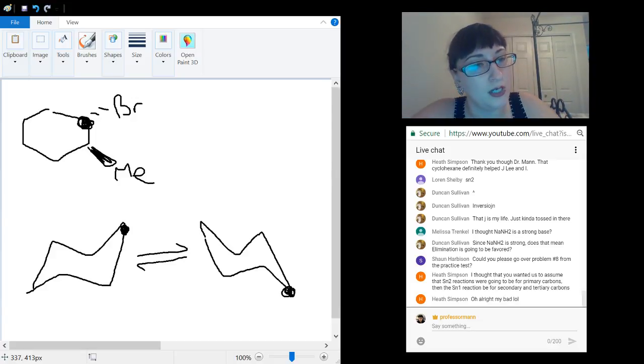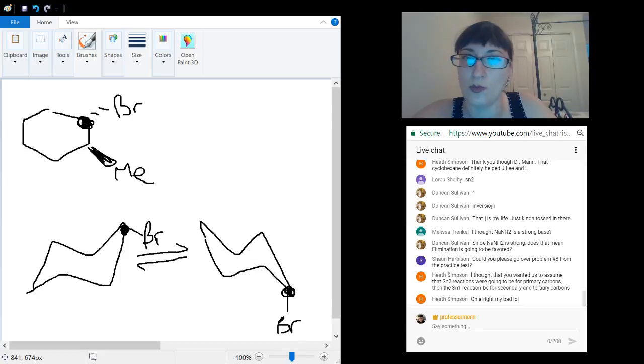So if that bromine is pointing down, it needs to be pointing down in either chair conformation. One will be axial, one will be equatorial. The methyl group is pointing up.